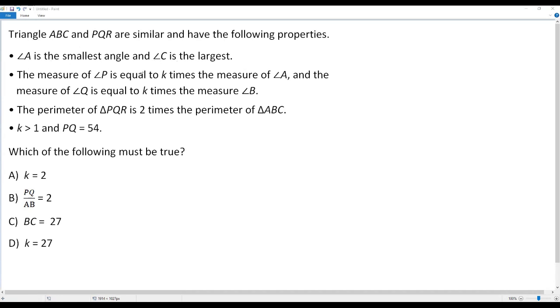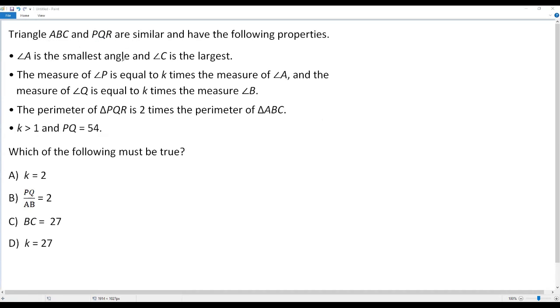The measure of angle P is equal to K times the measure of angle A, and the measure of angle Q is equal to K times the measure of angle B. The perimeter of triangle PQR is 2 times the perimeter of triangle ABC. K is greater than 1 and PQ equals 54. Here we have a lot of information, and the primary information is that the two triangles ABC and PQR are similar.